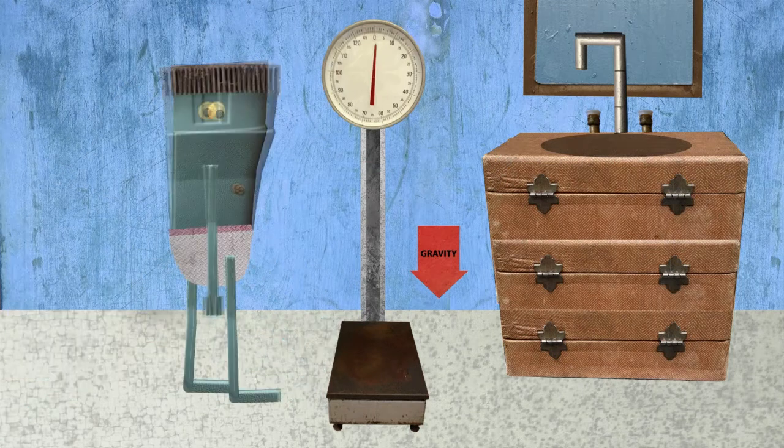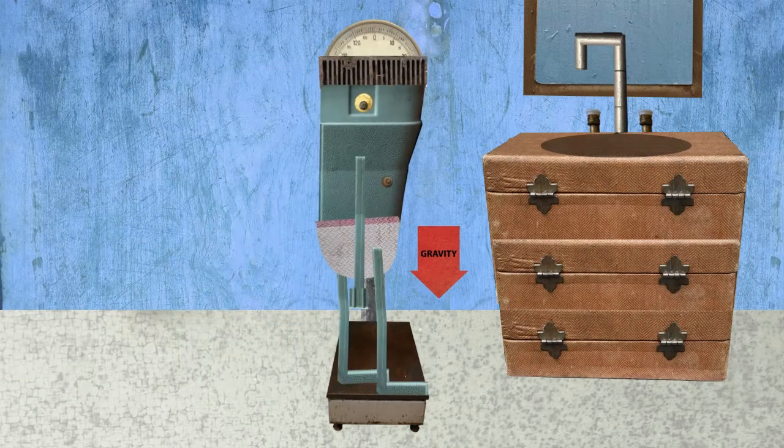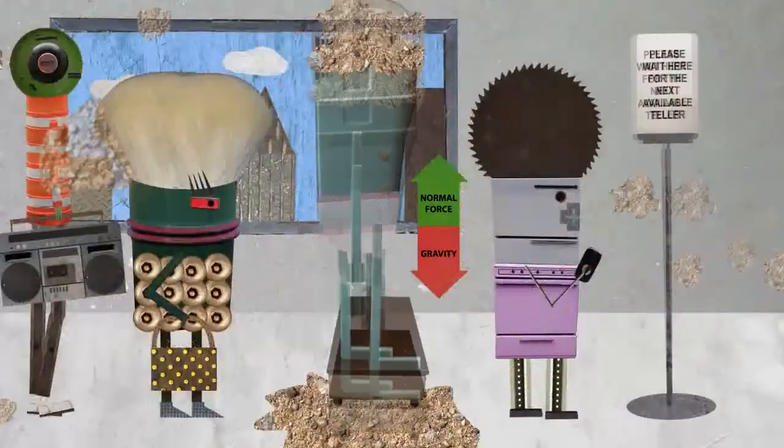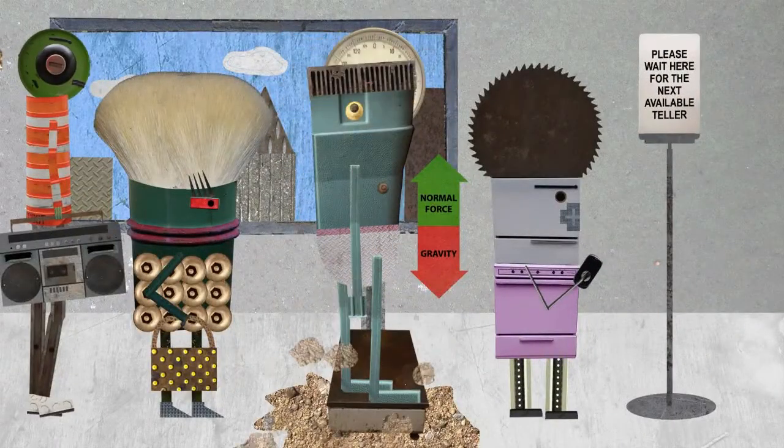What? You didn't know a scale could push? Of course it can. If it didn't push up on you, you would go crashing through the floor. This upward push is called the normal force. And yes, it is normally there. Since you're just standing there on the scale, you're not moving.